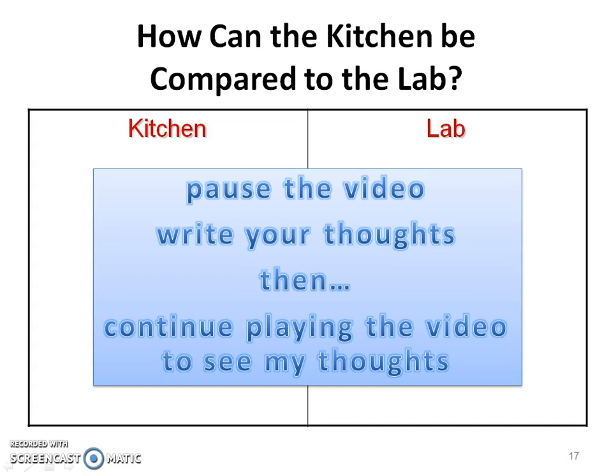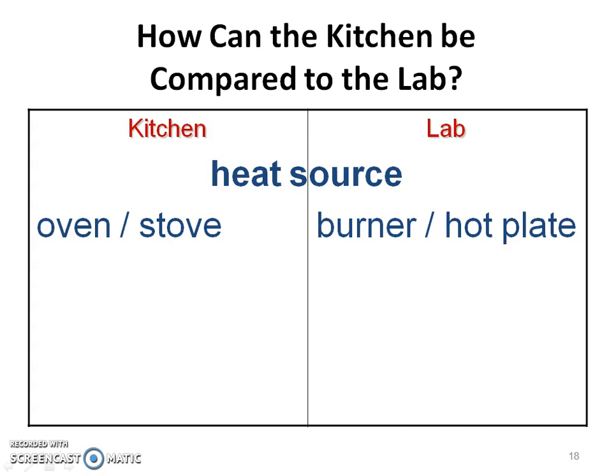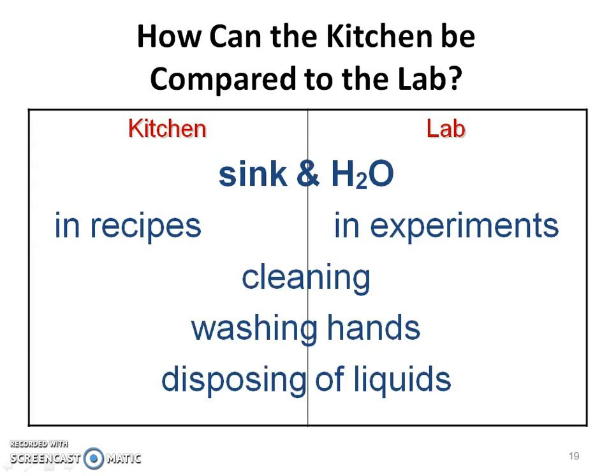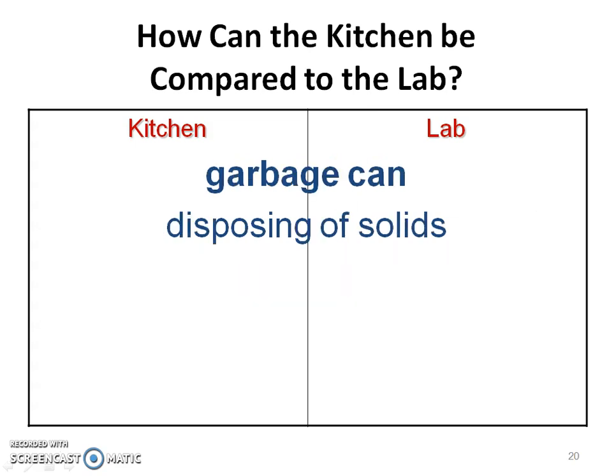So hopefully you paused the video, you wrote in a few things. You might have had heat source. I just talked about the burner versus your stove, and it gives us that heat source. How about the sink and water? Remember that the sink is going to provide us with pure H2O that we want. I shouldn't say pure, but the H2O that we need either in our recipes or in our experiments. And of course, ultimately to clean things.